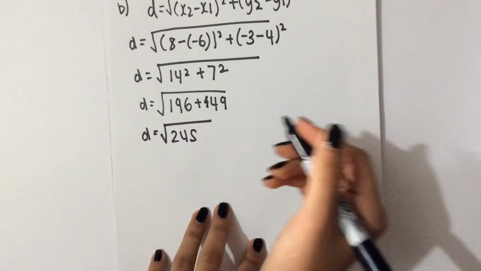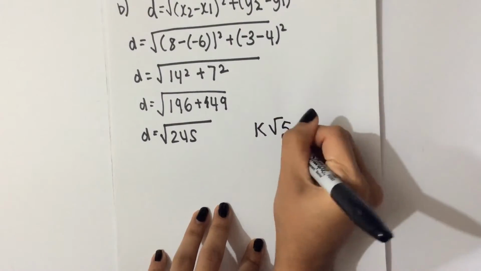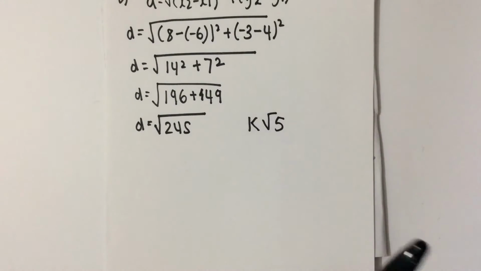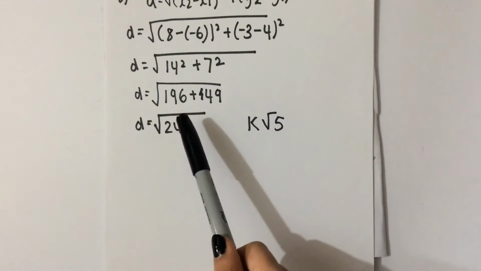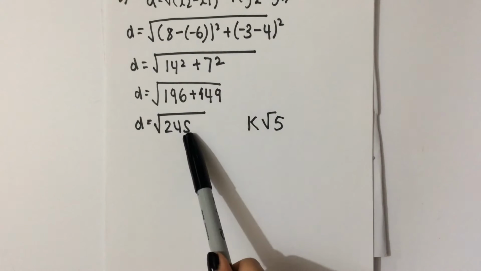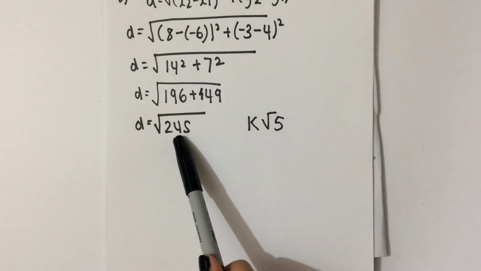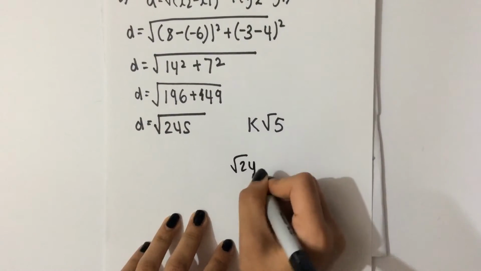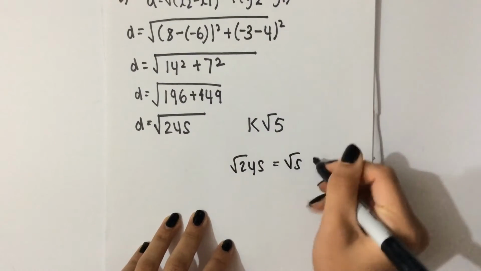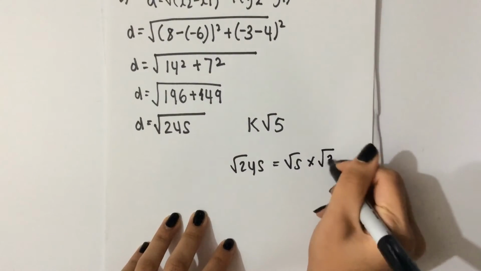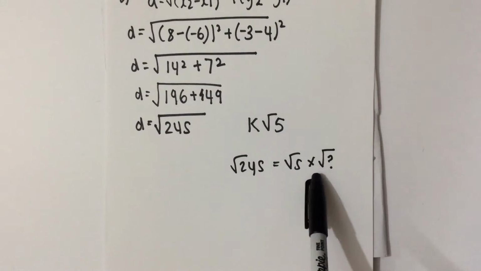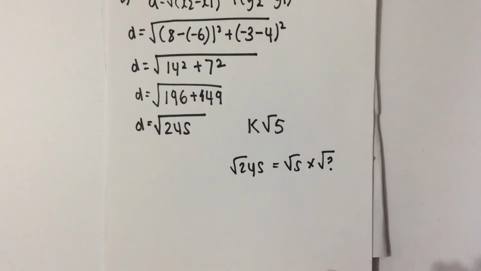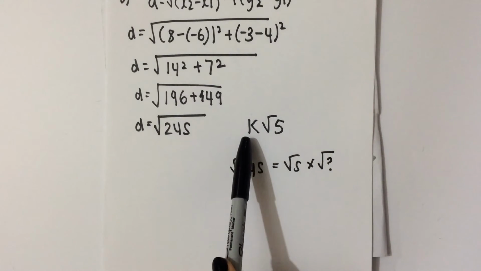And the answer needs to be in the form k root 5. So now we need to think of a way to get this into this form. Now typically when we want to break this up, we want two numbers that multiply to give 245. We already know one of them has to be a 5, because root 245 is the same as root 5 multiplied by the root of a number, and that number needs to be a square number. So when you root it, we get an actual number, and that will be our integer k, if that makes sense.